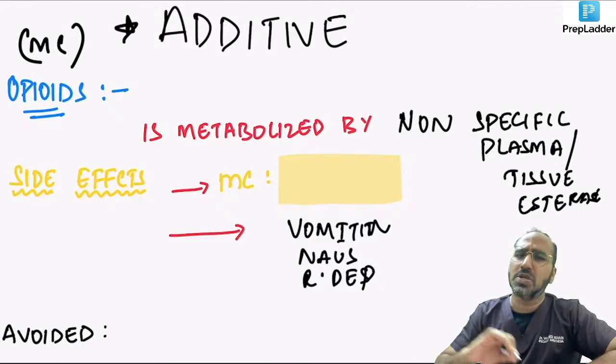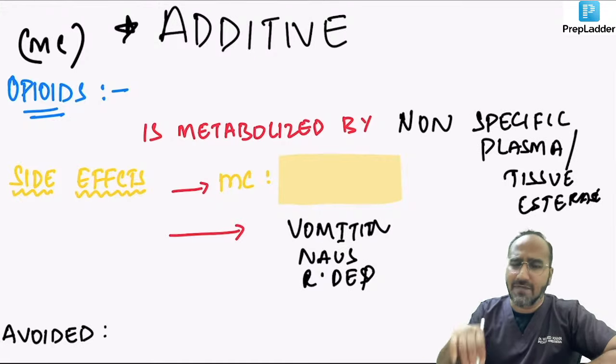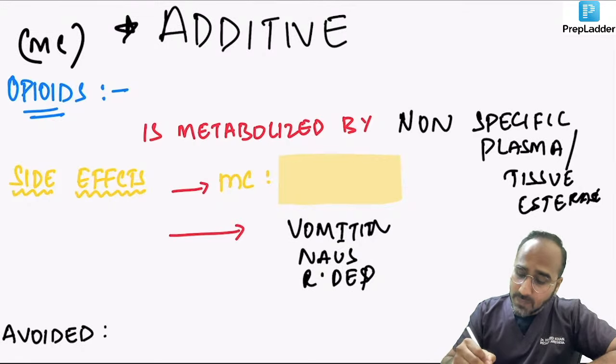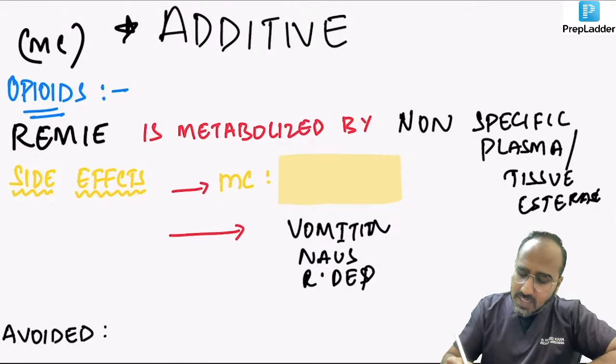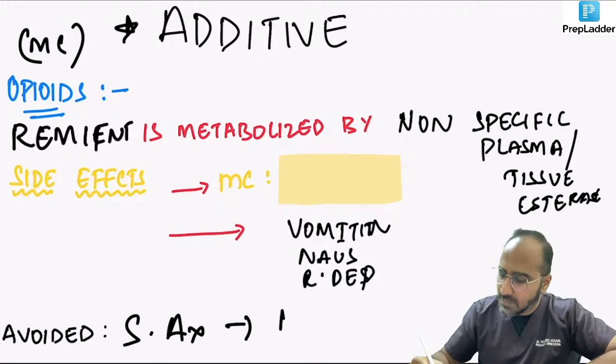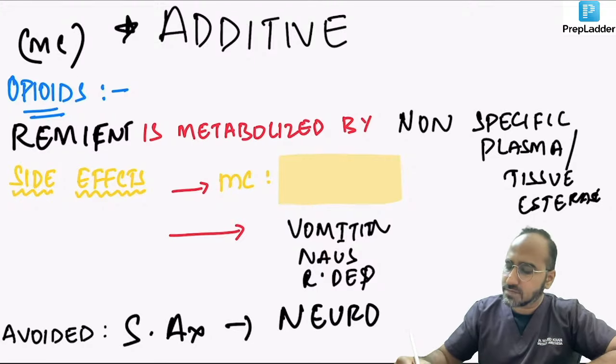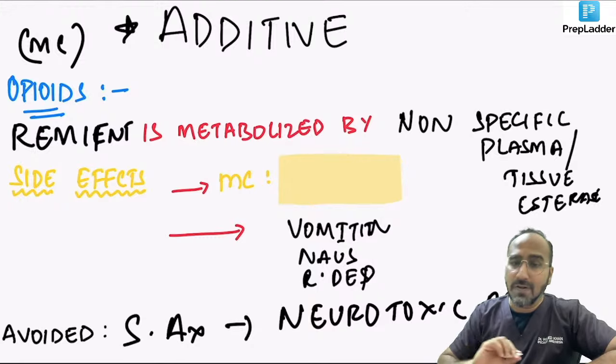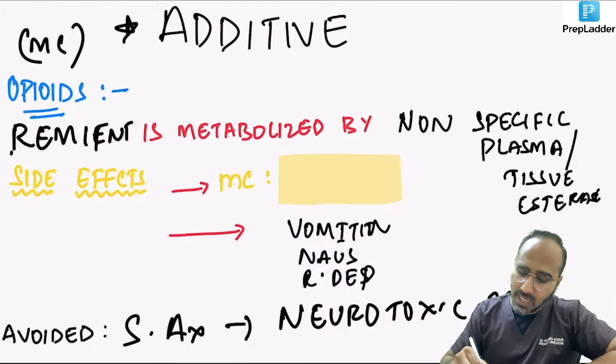Among opioids, you are using many: fentanyl, alfentanil, sufentanil. But the opioid that is not being used is remifentanil. Remifentanil is usually avoided in spinal anesthesia as it contains a neurotoxic preservative. Hence, remifentanil is not used for spinal anesthesia.